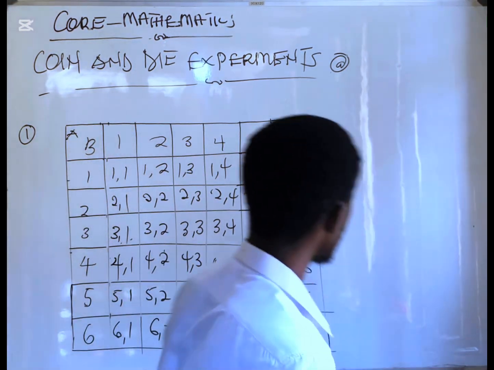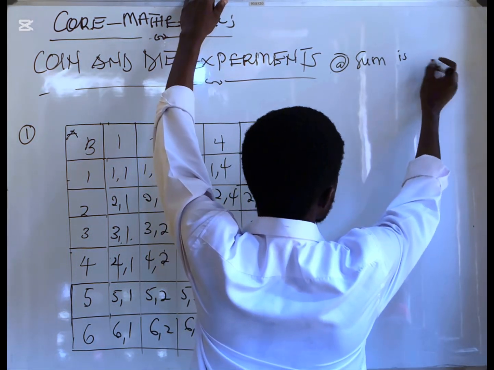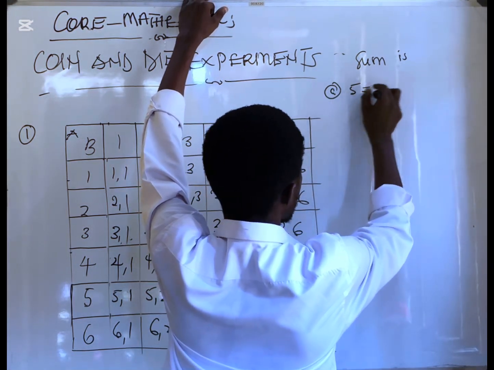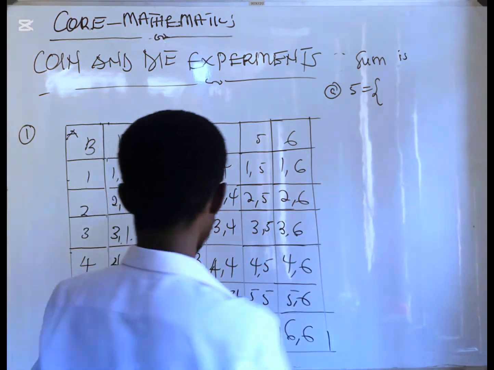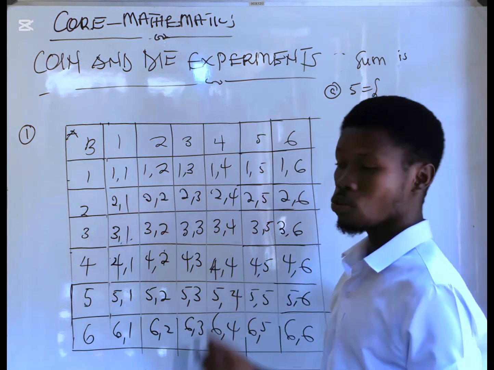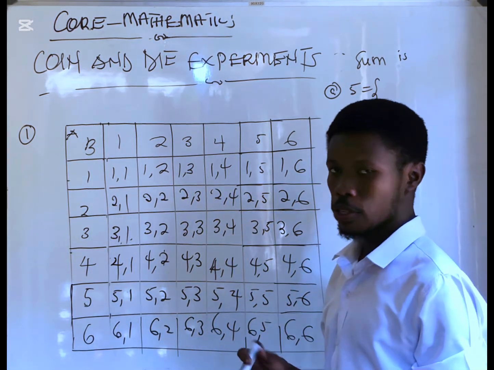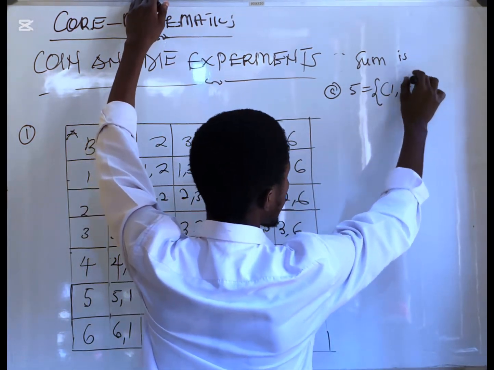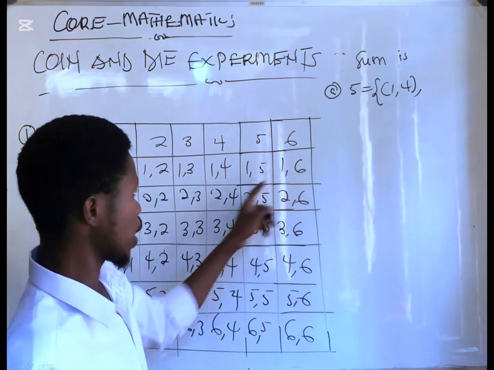So first you want to get the ones where the sum is 5. When I come here, if I take 1,1, 1 plus 1 is not up to 5. 1 plus 2 is 3, it's not 5. 1 plus 3 is 4, it's not 5. So 1 plus 4 is 5. So that one will come here. So we are going to have 1,4. Is that okay? 1 plus 5 is more than it, you know that. So this and that will also go.